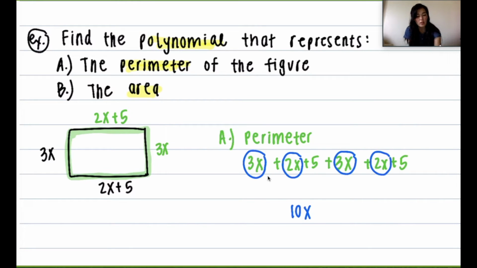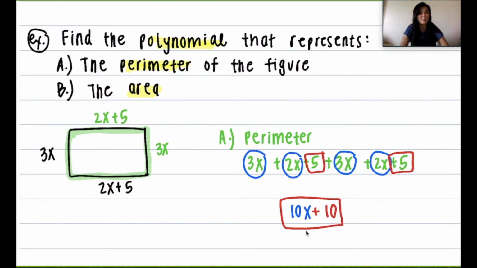And then you would do the same with your numbers. You're going to go ahead and combine the numbers. We have a positive 5 and a positive 5, which is 10. And then you're going to put in that plus sign to show that it is adding. And so that final answer, that is your polynomial. This is the expression here that represents the perimeter of this shape.